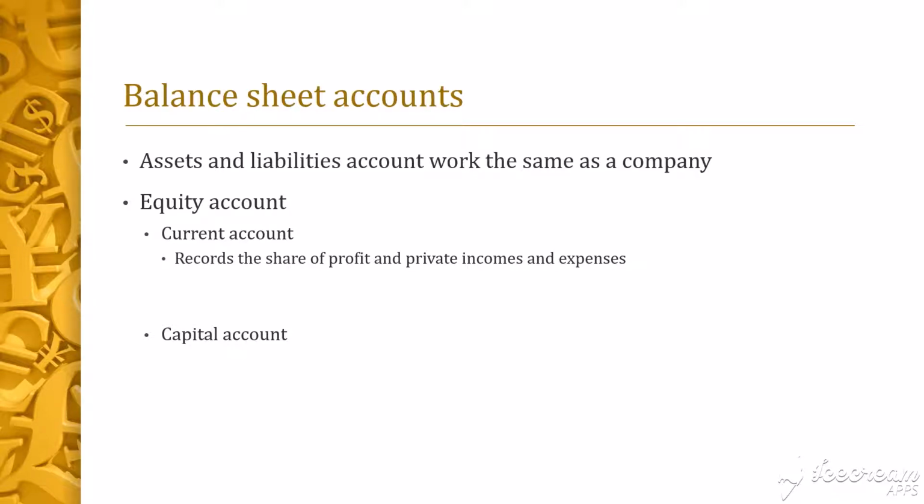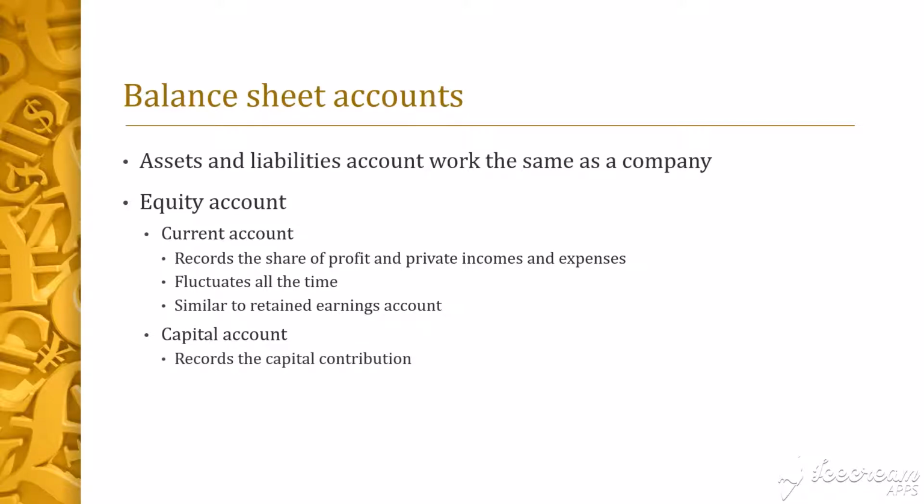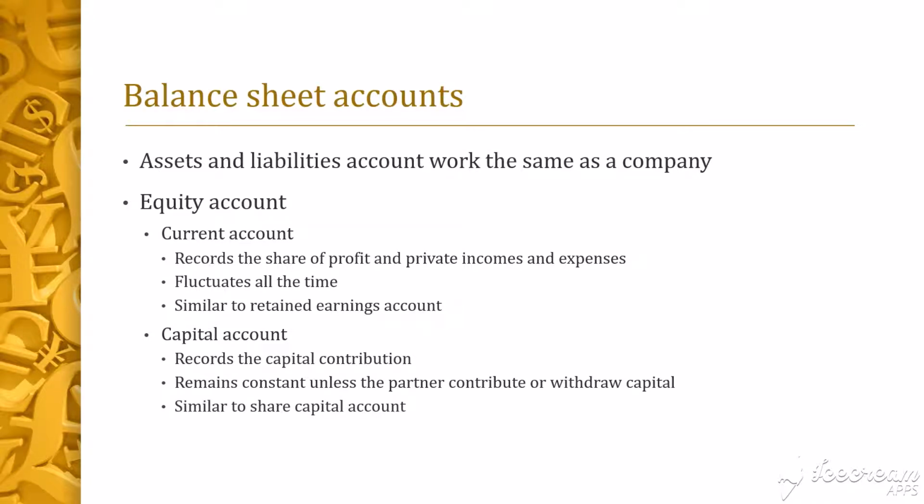Since the current account records the profit attributable to the partner, it will fluctuate all the time. This is similar to the retained earning account for a company. The capital account records the capital contribution from each partner. It will remain constant unless the partner contributes more capital into or withdraws capital from the partnership. The capital account is similar to the share capital account for a company.